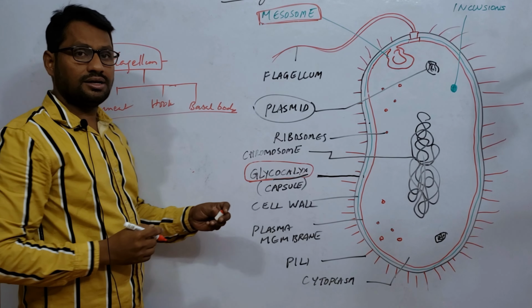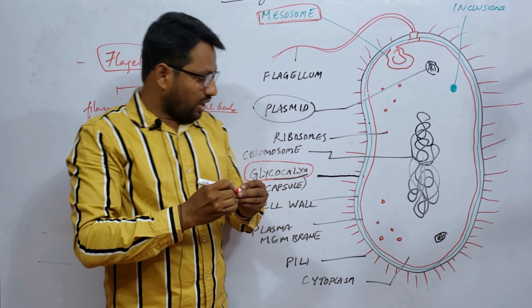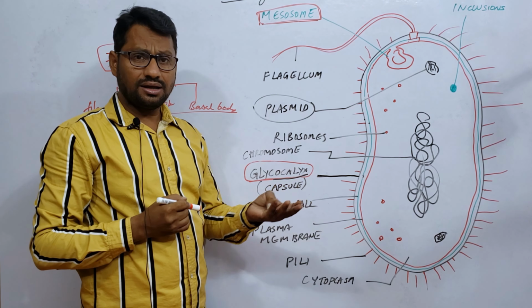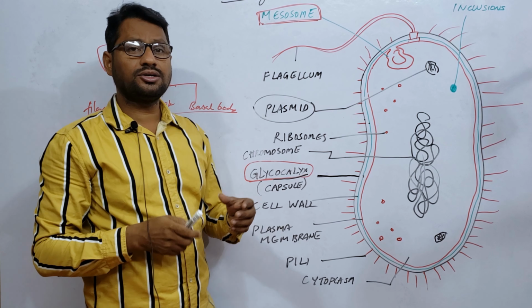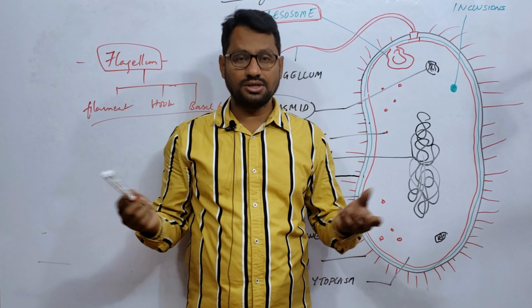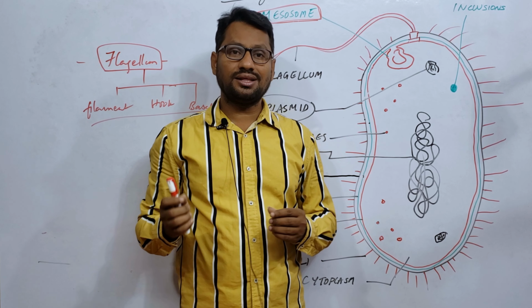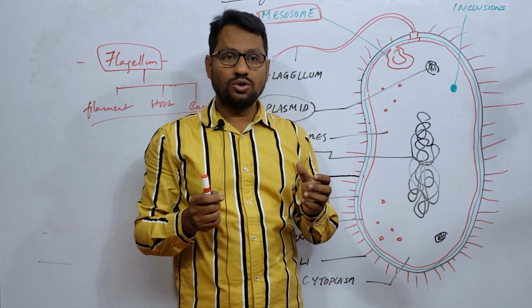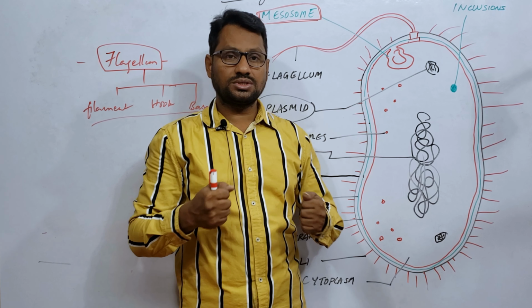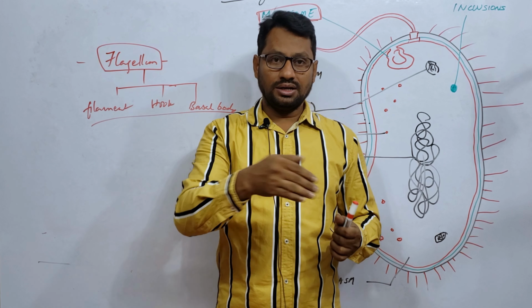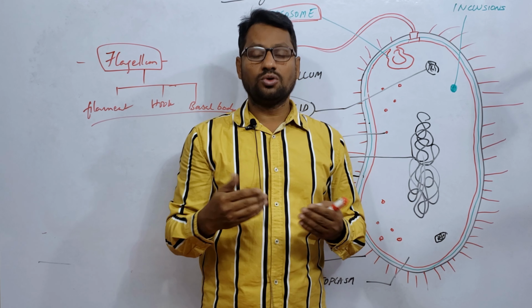And in certain bacteria, we have pili and fimbriae. Pili are tubular structures made up of a special protein, whereas fimbriae are bristle-like. So, they help the bacteria to stick onto rocks in a stream of water, and also to host tissue.